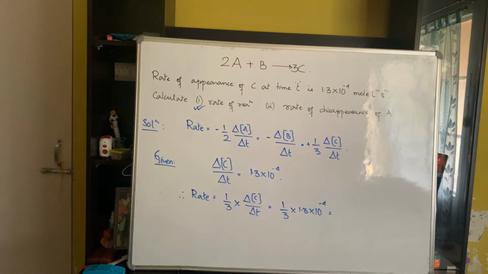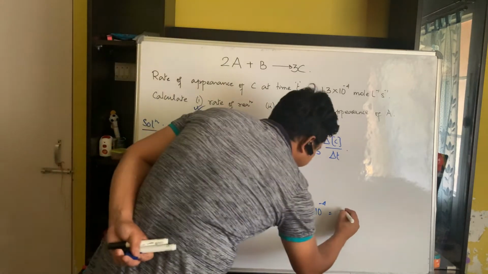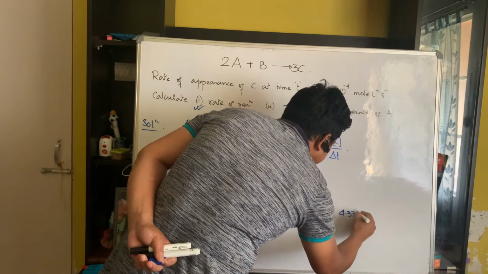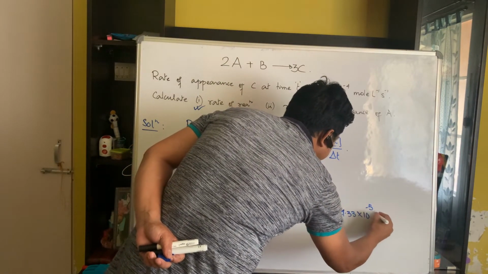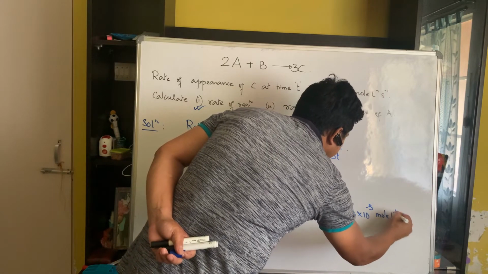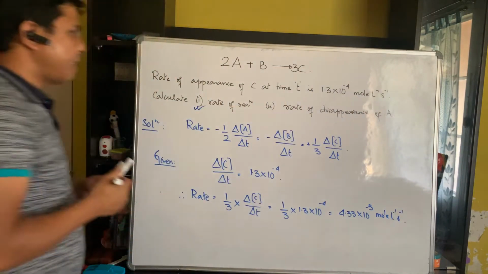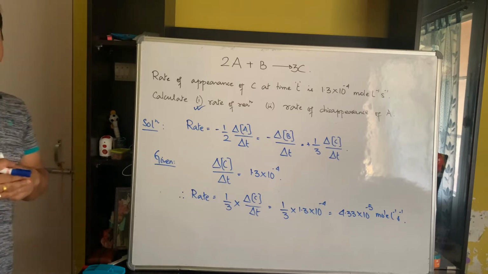If you calculate, this will come out to be 4.33 into 10 to the power minus 5. So what is the unit of rate? Mole per liter per second. So this is how we solve such types of questions.